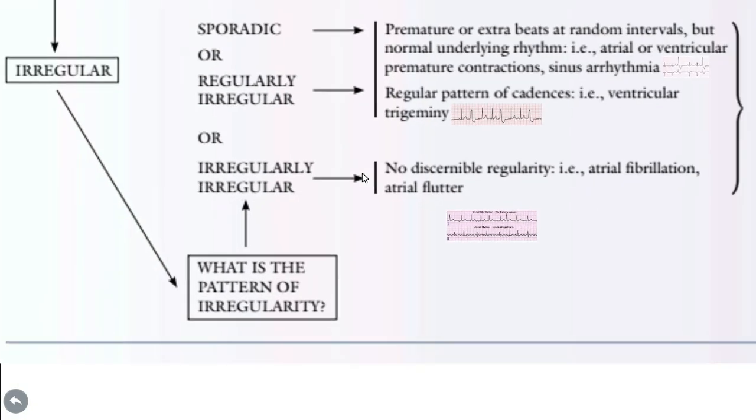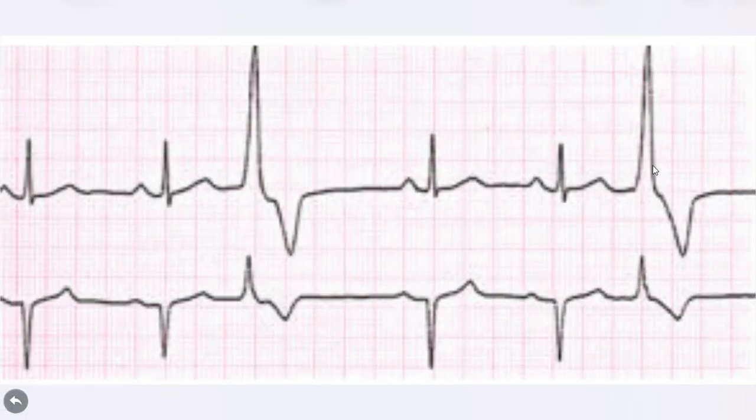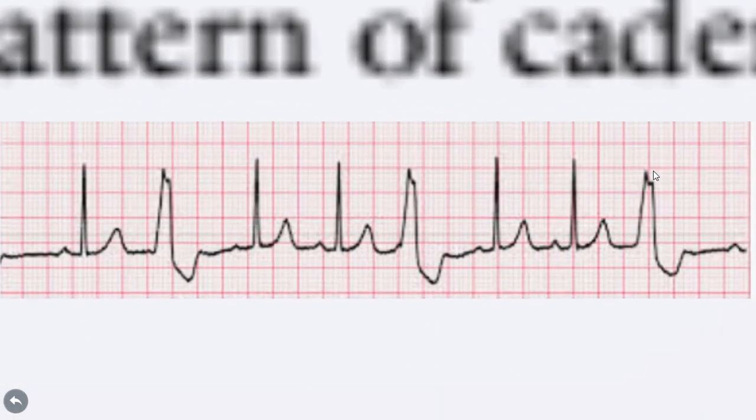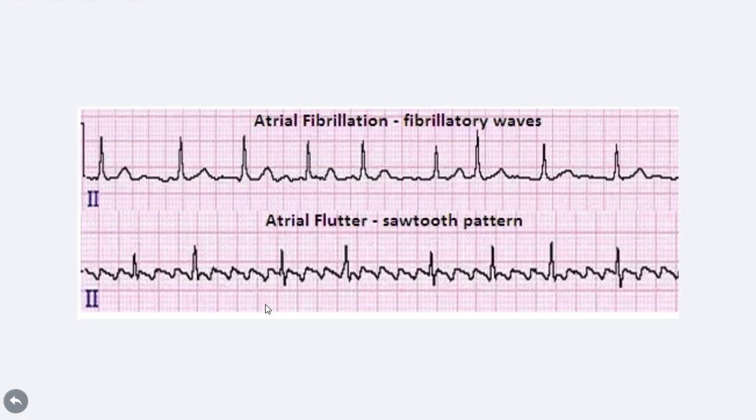If it is irregular, you can say it is sporadic, regularly irregular, or irregularly irregular. Sporadic means there are just skipped beats in those areas, like premature atrial contractions, PACs. If you say it is regularly irregular, this is a regular occurrence of the skipped beat, like this one. It occurs every 3 beats. So this is also an example of regularly irregular. Patients with atrial fibrillation and atrial flutter can have a regularly irregular rhythm.